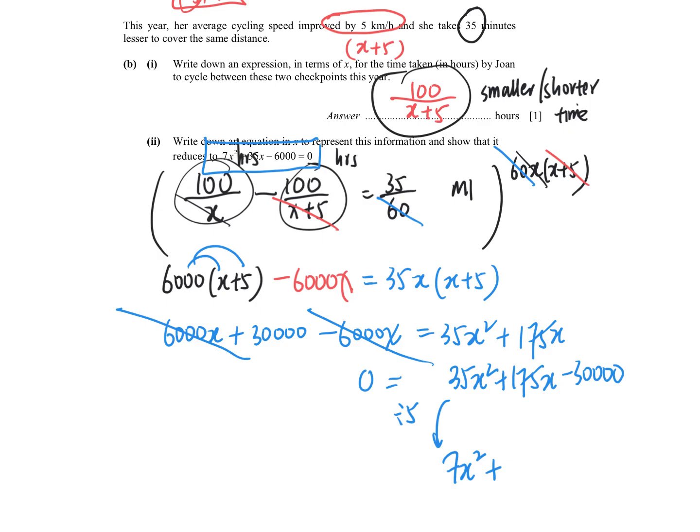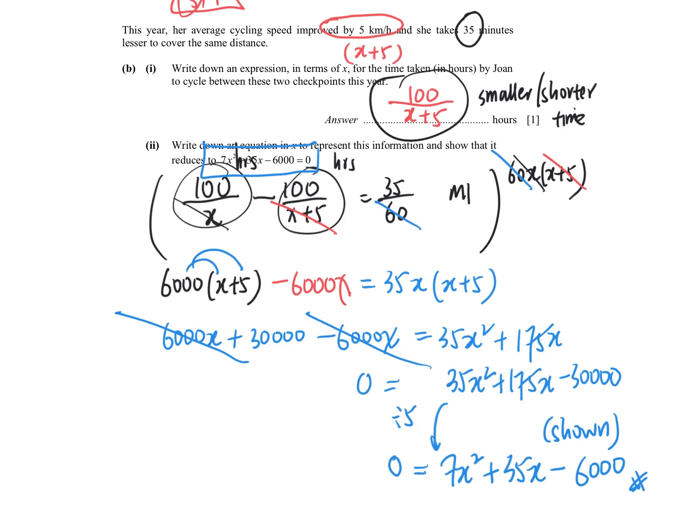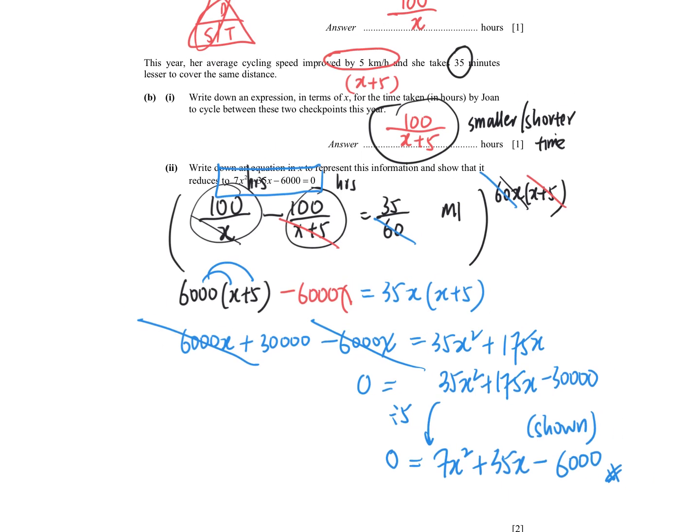What is it? 35x and then minus 6,000. Shown. So this is the answer mark. So just make sure you prove it properly.